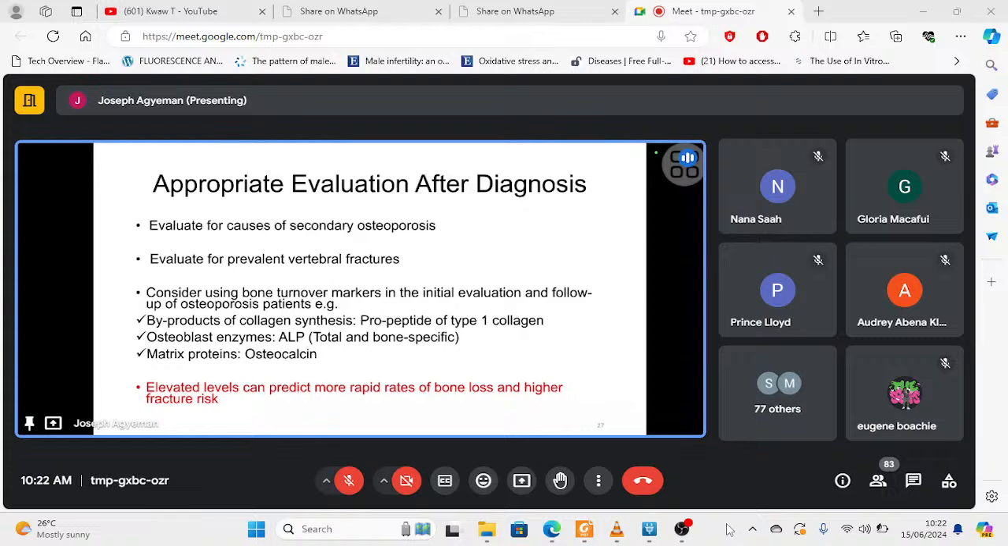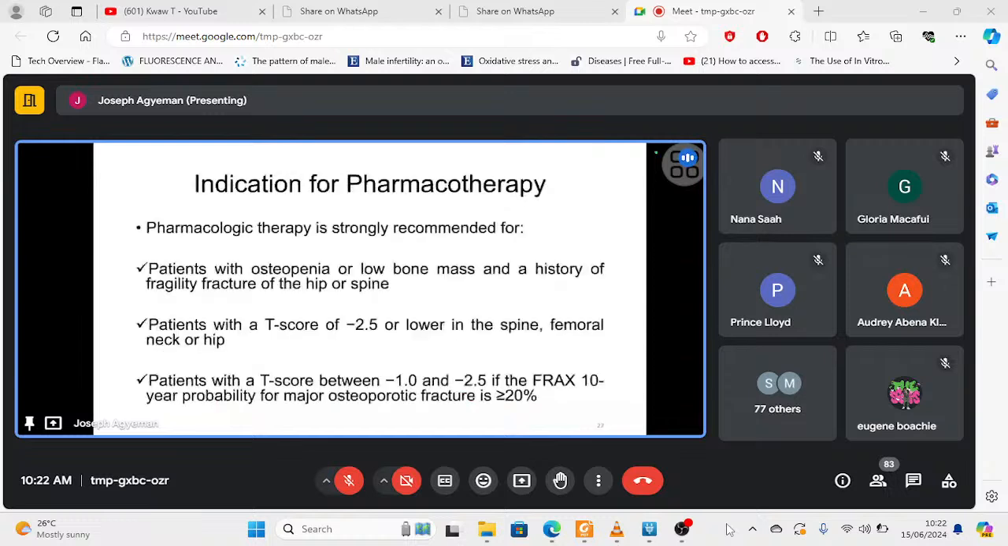Then the most important matrix, the bone matrix protein, that is osteocalcin. If excessive degradation is going on, this is going to be in high amount. So elevated levels can predict more rapid rate of bone loss and higher fracture risk. You need to analyze or evaluate some of these things.